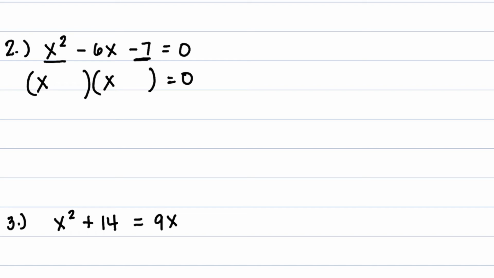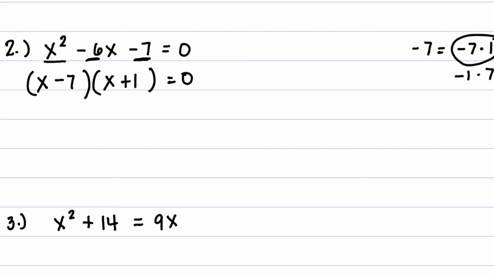Factors ng negative 7 na pag inadd ay yung dapat yung ating coefficient b. So, i-write lang natin lahat ng possible factors ng negative 7. So, that is negative 7 times 1 and negative 1 times 7. So, alin sa mga factors na yan, yung pag inadd natin is negative 6 ang lalabas. So, try natin. Negative 7 plus 1, that is negative 6. Okay, negative 6 kaagad ang lalabas. So, meaning, ito yung gagamitin natin. Okay? So, that is minus 7 and plus 1.